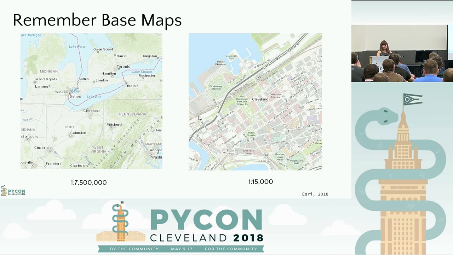But once we zoom in, it's styled totally different. This road is really thick because it's important and big. We see building outlines, and smaller roads have a width associated with them. So styling different things at different scales is very important.